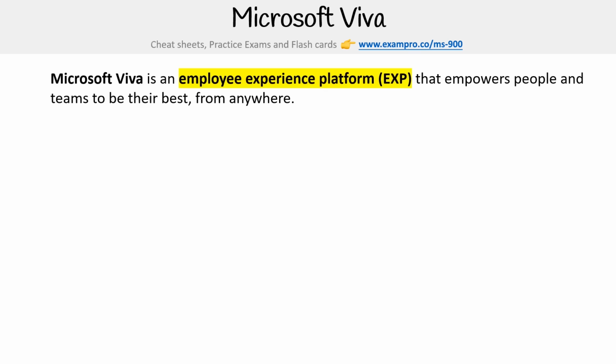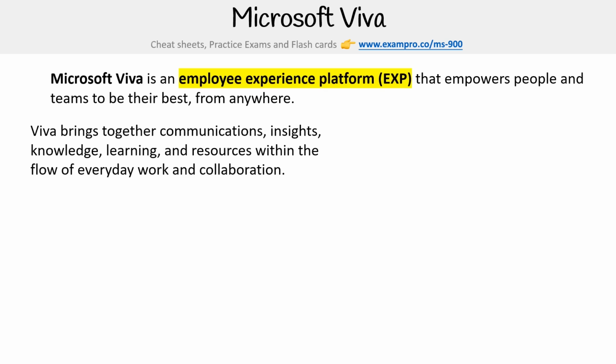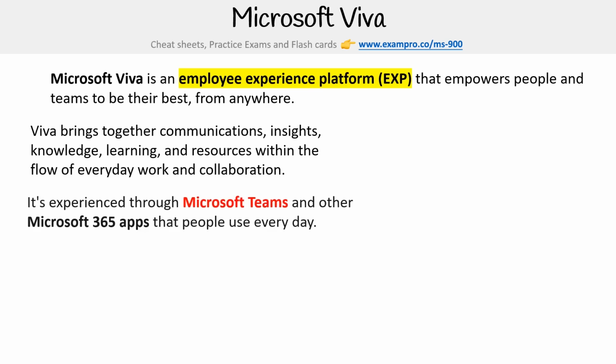We'll be talking about Microsoft Viva and its core employee experience capabilities. So, Microsoft Viva is an employee experience platform that empowers people and teams to be their best from anywhere. Viva brings together communications, insights, knowledge, learning, and resources within the flow of everyday work and collaboration. It's experienced through Microsoft Teams and other Microsoft 365 apps that people use every day.